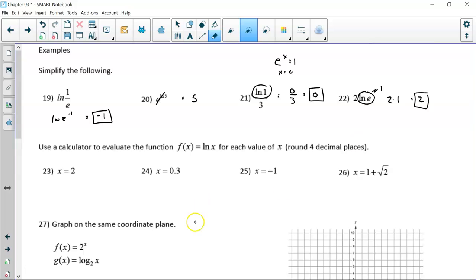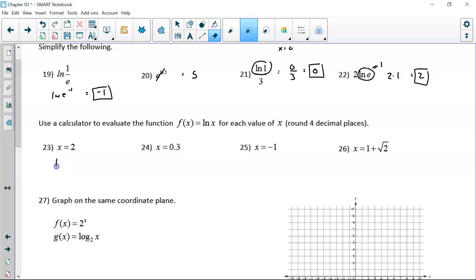And then finally, we're going to use our calculators to find the following. The natural log of 2, and there's a natural log button. It's right below the log button. And the natural log of 2 is about 0.6931. The natural log of 0.3 is negative 1.2040. The natural log of negative 1, you'll find out it does not exist.